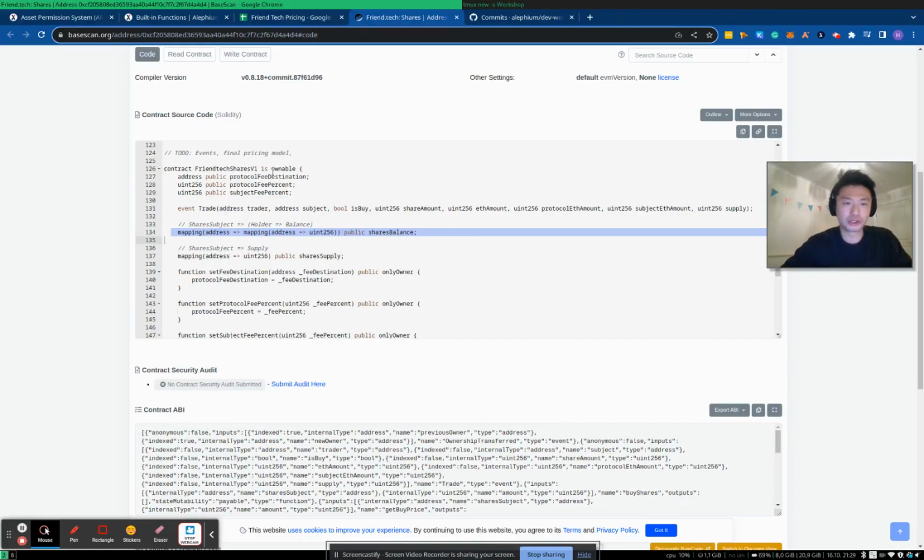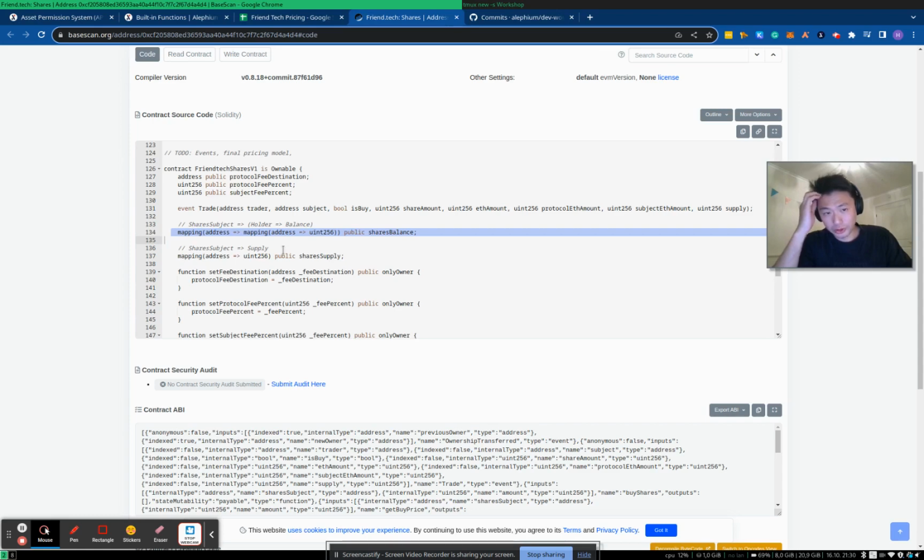If we go back to the original smart contract, we actually use mapping data structures to do that. For example, here we have a nested mapping data structure to keep track of the balance for each holder for this subject. Here we have another mapping to keep track of the total supply for each subject.